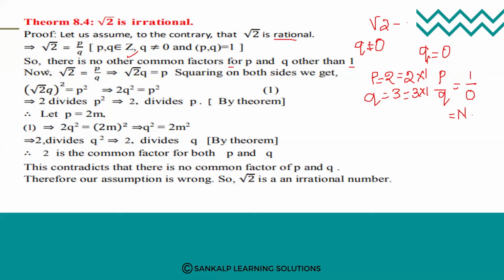Now root 2 is equal to P by Q. Implies you transfer this Q to this side, then root 2 Q is equal to P. Then squaring on both sides, what do we get? Root 2 square is equal to P square. Okay, root 2 into Q square is equal to P square. Okay, squaring on both sides.